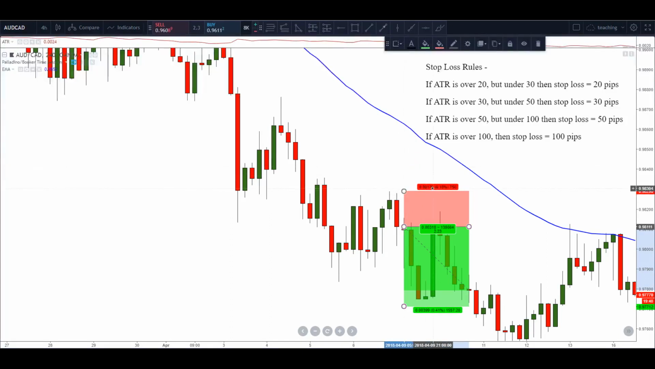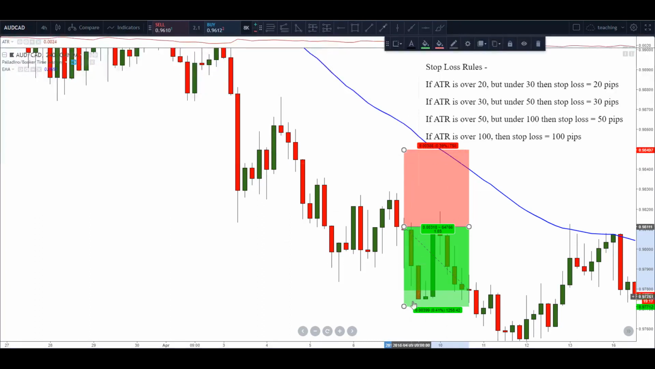Our swing high gives us about 18 pips. We hover over our entry candle, look to the top left. We have a 23 pip ATR. If the ATR is over 20 but under 30, then the stop loss is 20 pips. So we have 18 plus 20, which is 38 pips stop loss. And the number I'm looking at is right here in order to find that. As you can see right here, we have 38 pips.